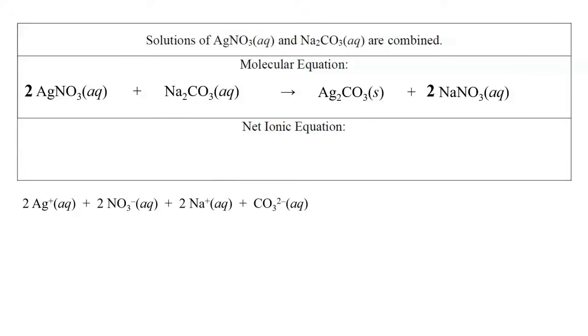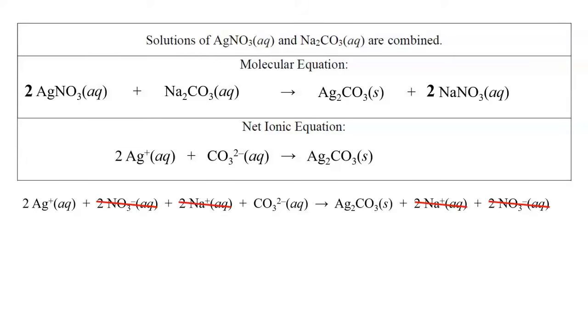Since silver carbonate, Ag2CO3, is the precipitate, we're not going to split that up, so that just becomes written exactly as you see there. And then 2 NaNO3 will get split up into 2 Na+ and 2 NO3-. Now we cross off the spectator ions on both sides. So we cross off the nitrate ions, we cross off the sodium ions, and then what we have left, what remains, is the net ionic equation.